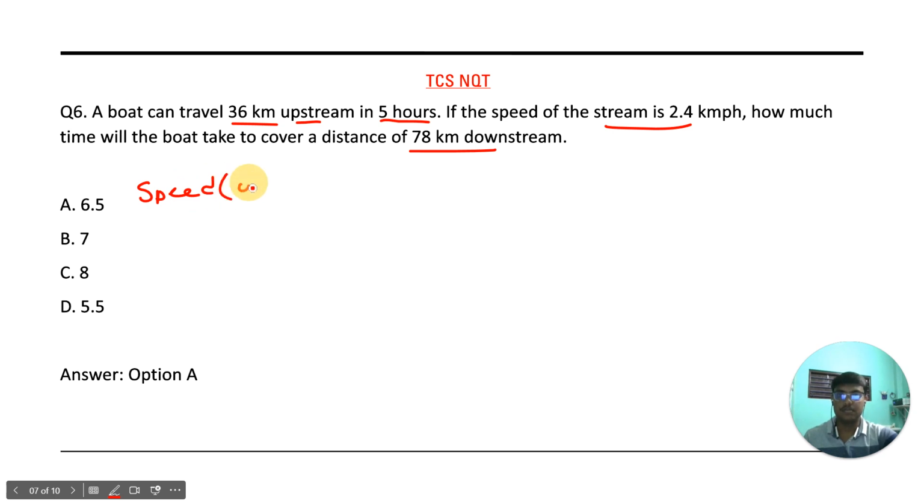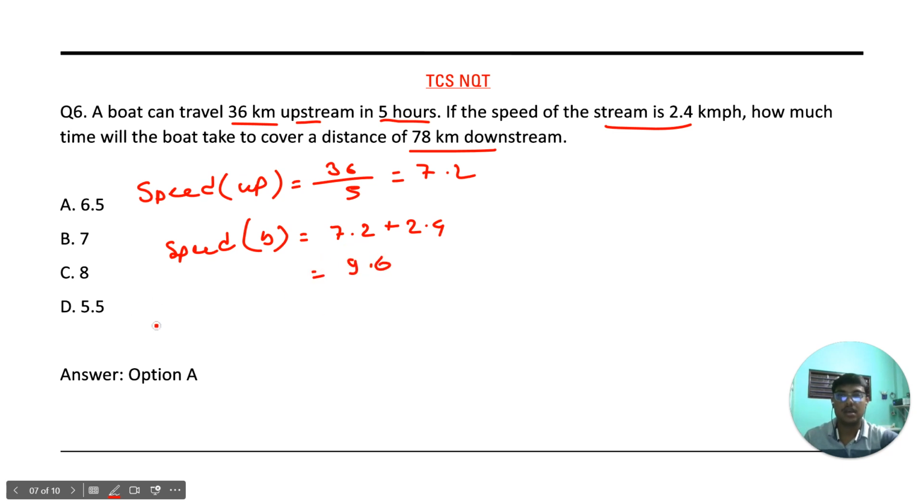So speed upstream is equal to 36 kilometers in 5 hours. So this would be 7.2 kilometers per hour. Okay. And it has been given that the speed of the stream is this. So speed of the boat is equal to 7.2 plus 2.4, and that comes out to be 9.6. Now, it has been said to calculate 78 kilometer downstream. So downstream speed we have to calculate first.